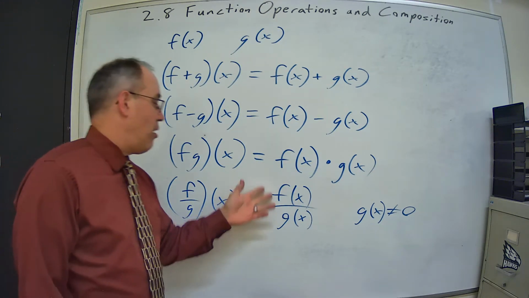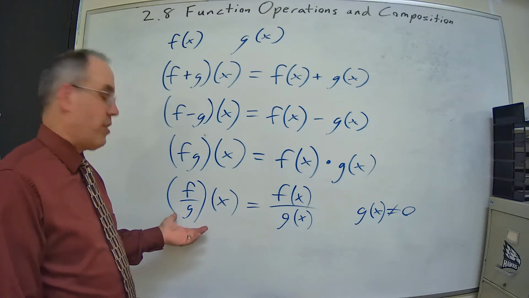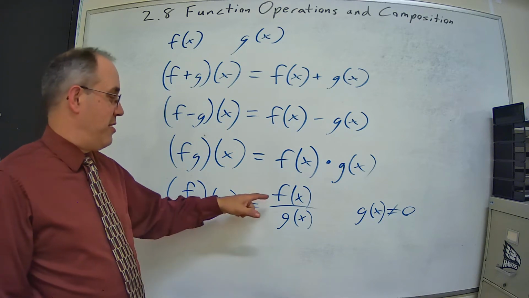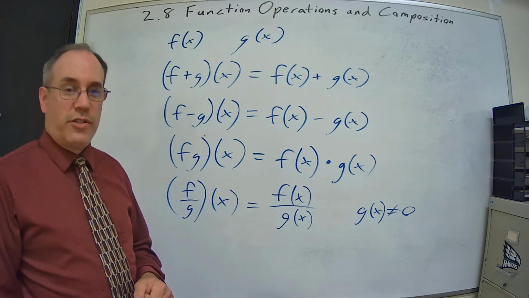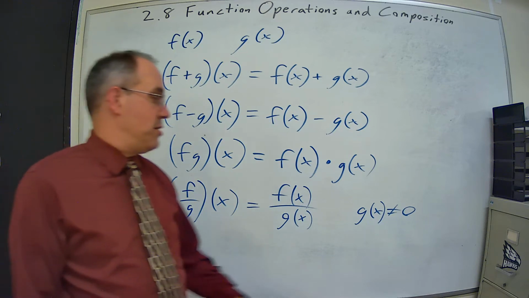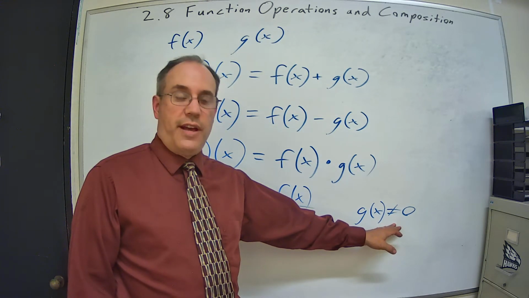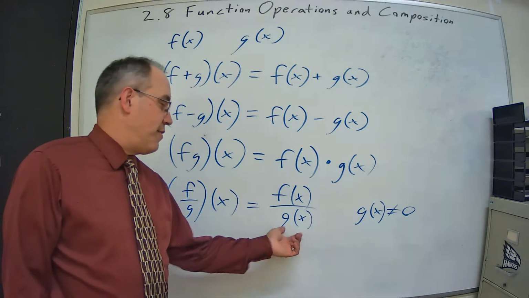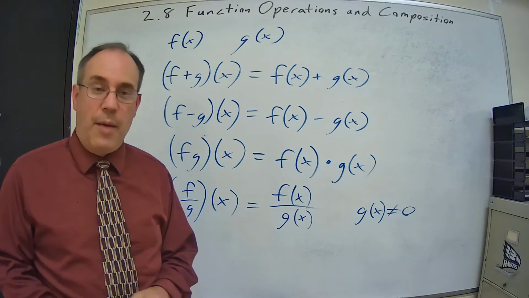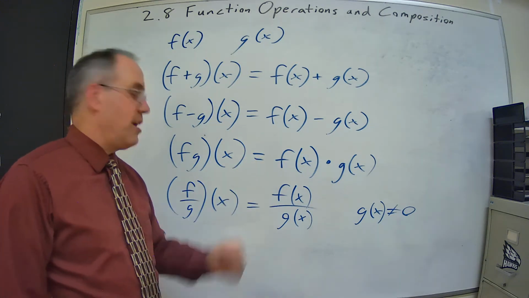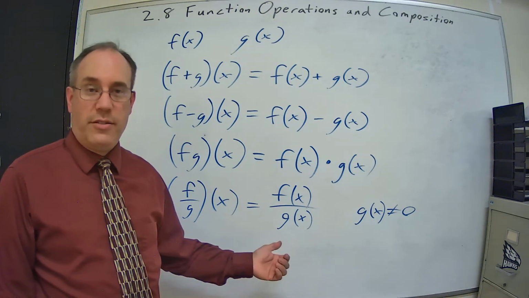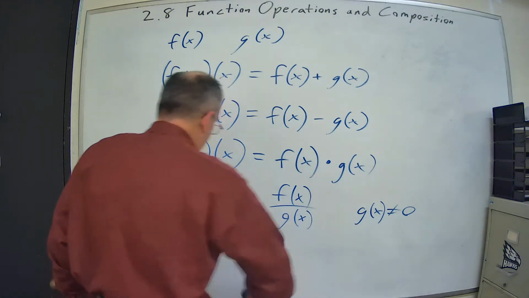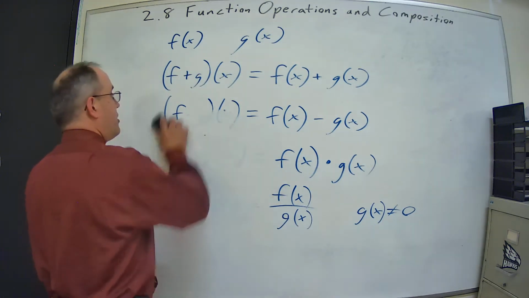So the domain of this function, the quotient function, is the intersection of these two functions where g of x cannot be allowed to be equal to 0. So any value that would cause g of x to be equal to 0 also cannot be allowed. But otherwise, it's just the intersection of those two domains. So let's do this. Like I said, you've dealt with this before, it's just new notation.